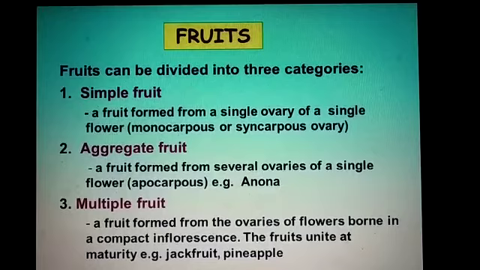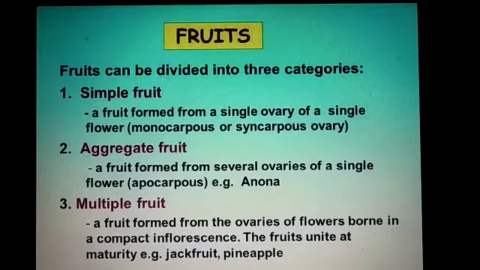Okay, if only one ovary is there in a flower, then if the fruit is formed, this is called the simple fruit. Aggregate fruit, a fruit from several ovaries of a single flower. Apocarpous condition, when more than one carpel are present and they all are free. So if one flower has several ovaries and they form the fruit, this is called the aggregate fruit.